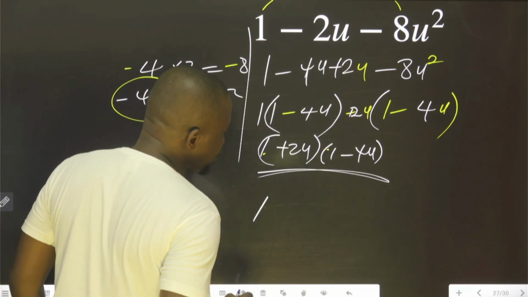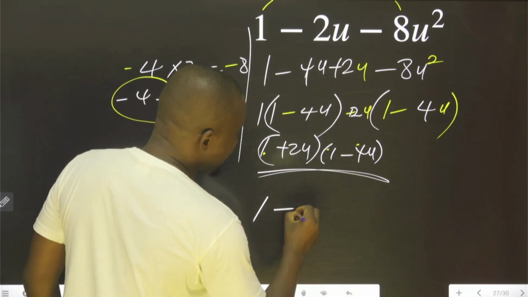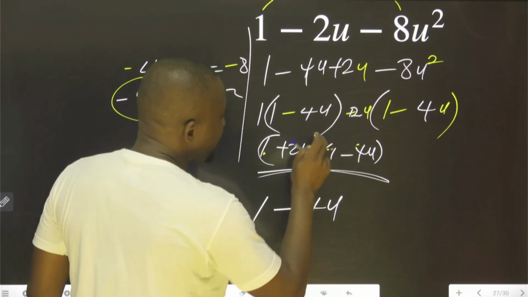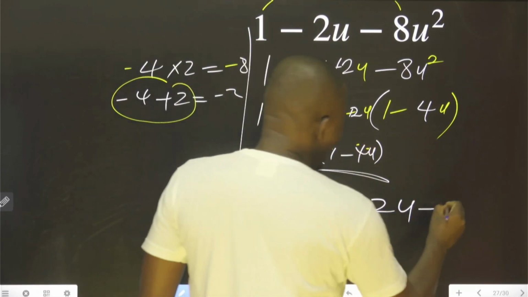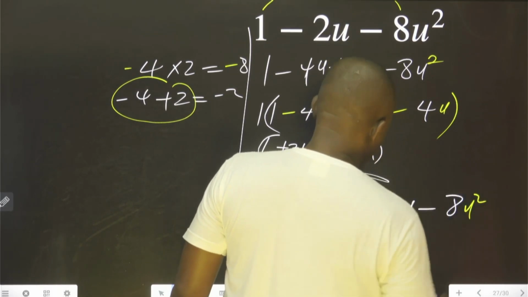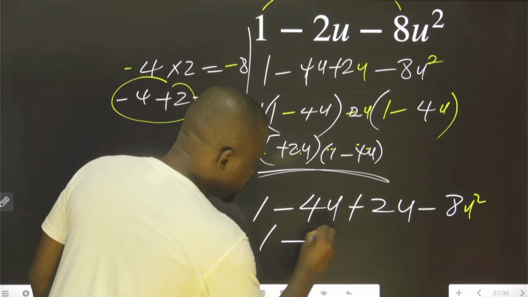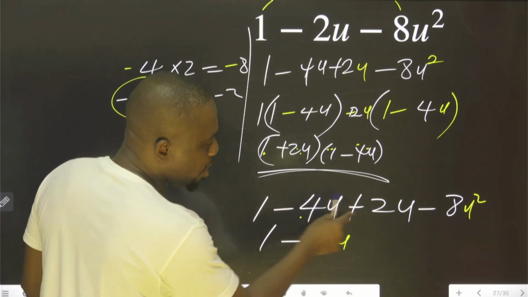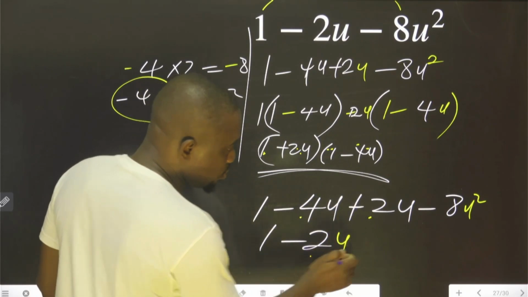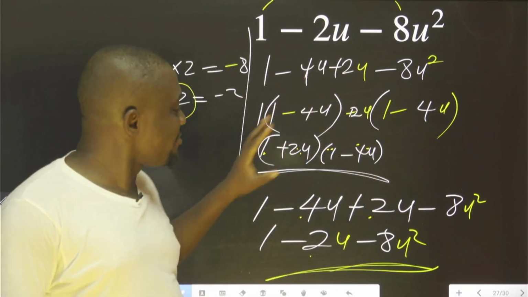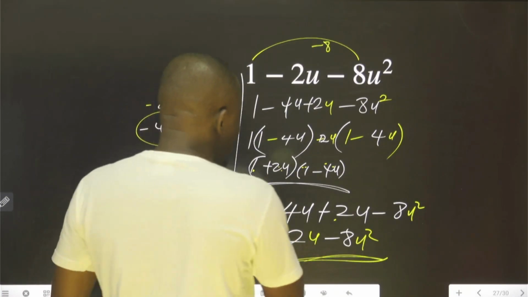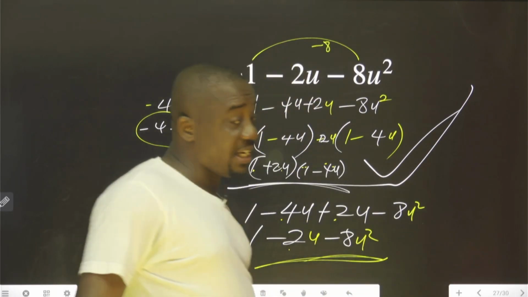This multiplied by this is 1. This multiplied by this is minus 4u. This multiplied by this is plus 2u. This multiplied by this is minus 8u squared. 1 minus 2u minus 4 plus 2 is 2 minus 8u squared. Back to normal from where we started from. It means, therefore, this our answer is very correct.